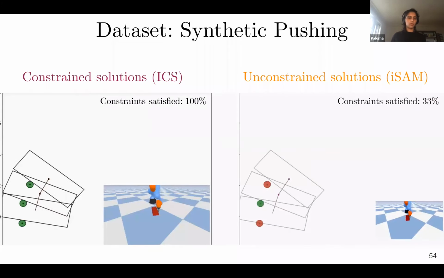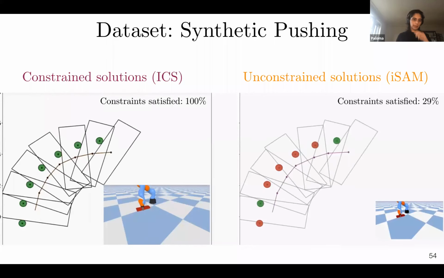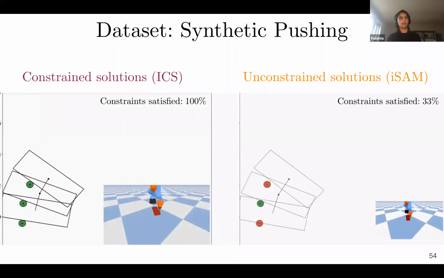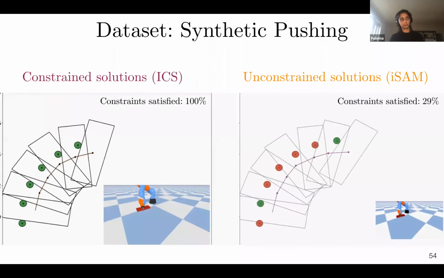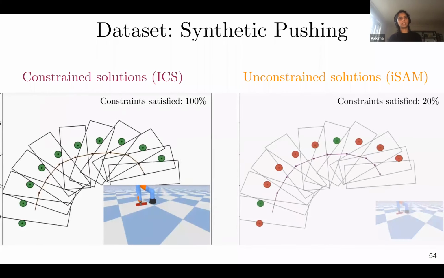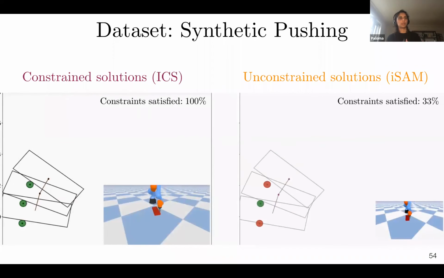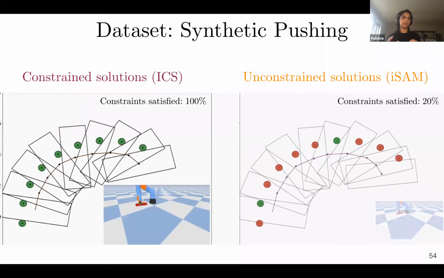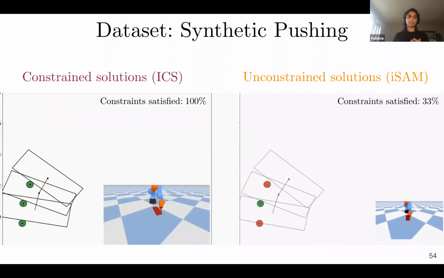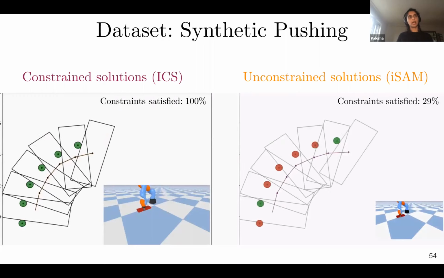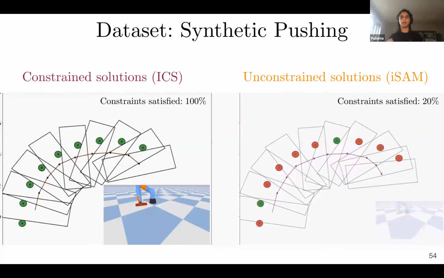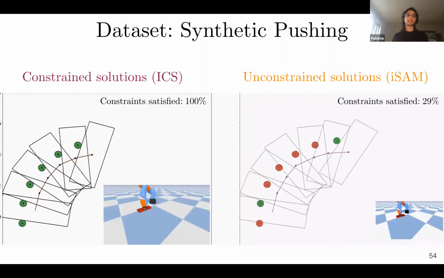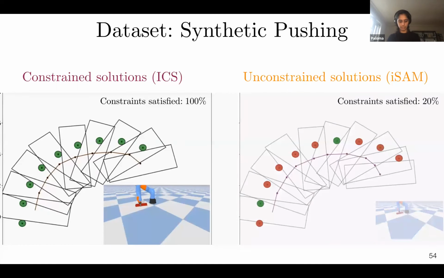And here's a more realistic example using the PyBullet simulator, which shows that the constraint solutions are able to do the state updates along the surface of the object so as to prevent intersections between the end effector and the object shape. Whereas the unconstrained solver, which doesn't have the information of constraint, does the state corrections in any direction and not necessarily along the surface of the object.